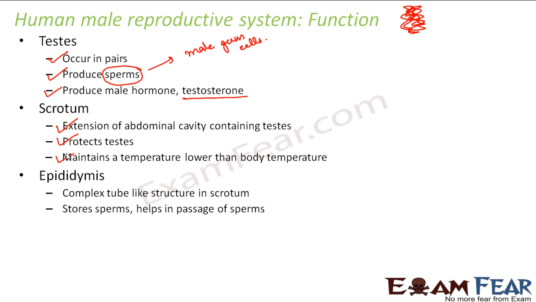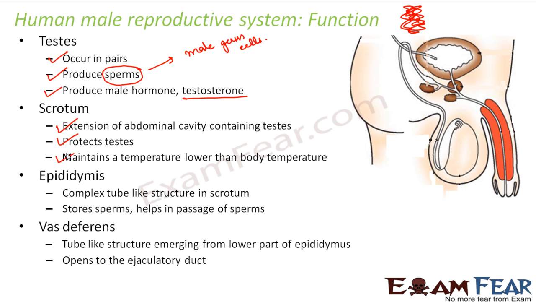Third is epididymis. Which structure was epididymis? If you look at the picture, this is the testis, and this structure is epididymis. Right? So it is a complex tube-like structure in the scrotum. Everything lies inside this scrotum. This U-shaped structure is the scrotum. Here it looks like a simple tube-like structure, but actually it is made up of coiled tubules like this. So it is a coiled tube-like structure. It stores sperms and helps in the passage of sperms.